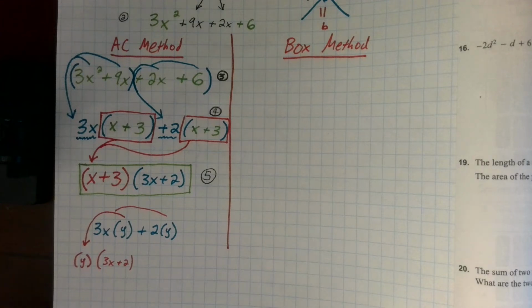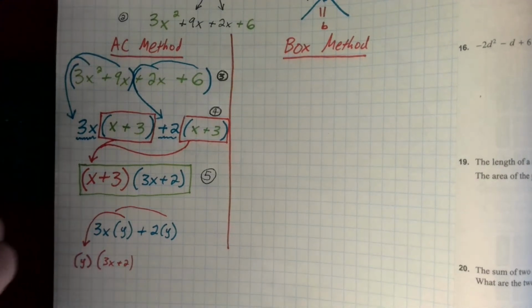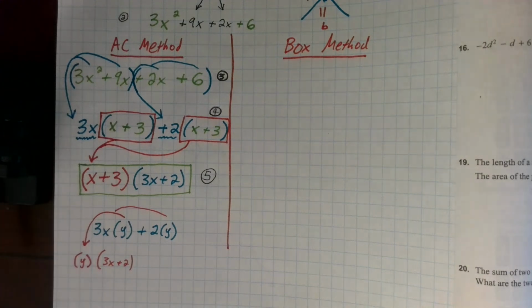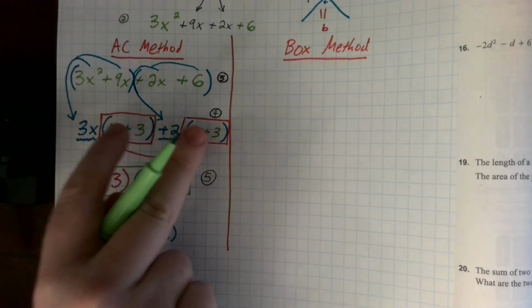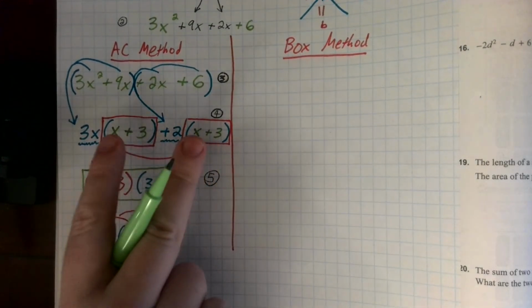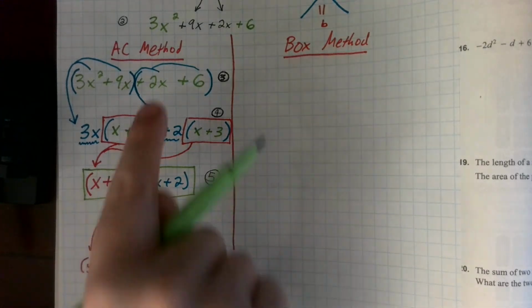That's the AC method. This method is tough. It's tough because it is a very strange method and the steps are a little bit more complex. But it's very valuable because it has this check here. As long as what's in the parentheses is the same, you know you're doing it right, and it means that you're going to get the right answer.